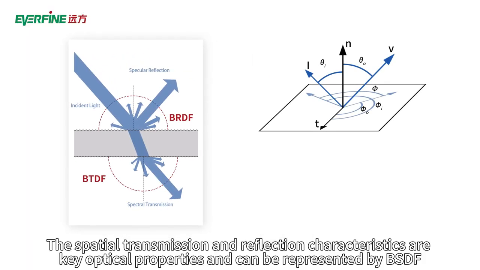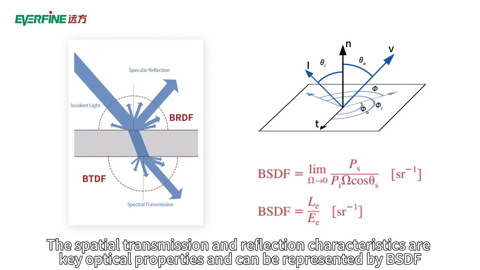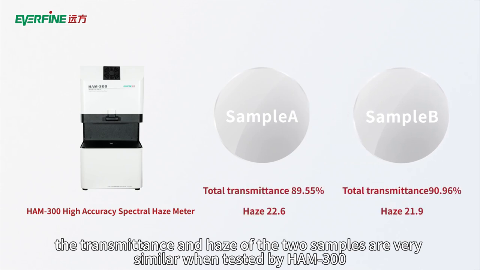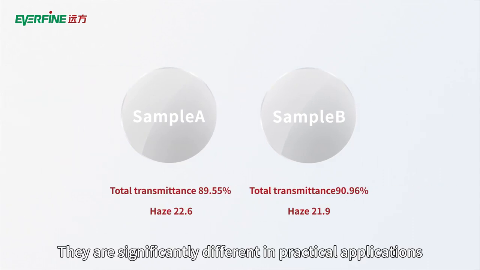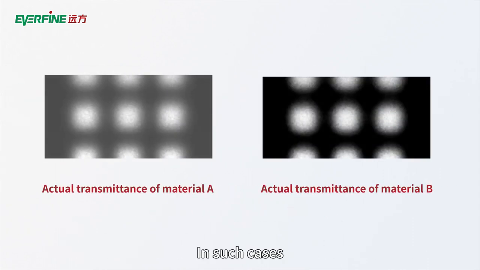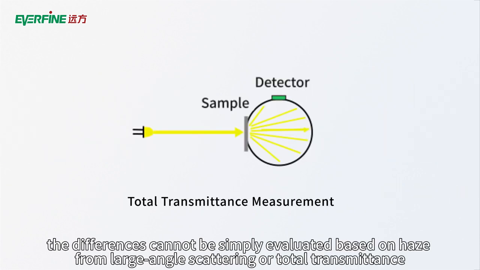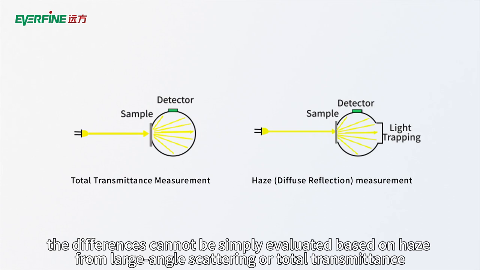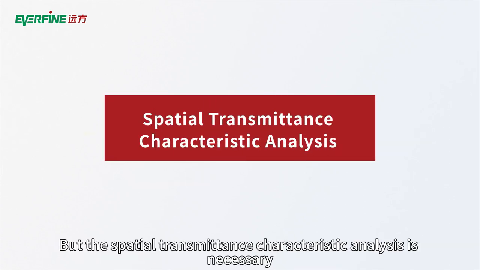The spatial transmission and reflection characteristics are key optical properties and can be represented by BSDF. For instance, the transmittance and haze of the two samples are very similar when tested by HAM300. However, they are significantly different in practical applications. In such cases, the differences cannot be simply evaluated based on haze from large-angle scattering or total transmittance, but the spatial transmittance characteristic analysis is necessary.